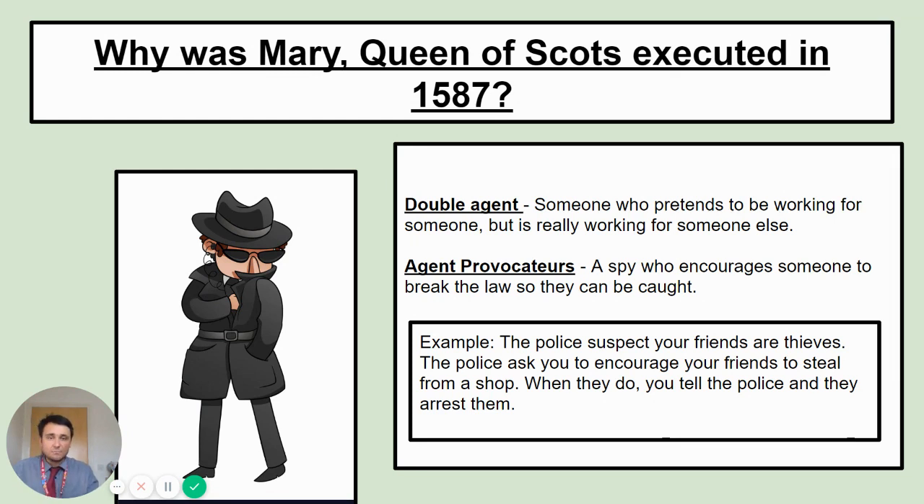Well, here we've got agent provocateurs as well, because these were people pretending to be Catholics, encouraging Babington to come up with a plot to see what he would do. And Babington falls for this straight away. He comes up with this plot to free Mary, Queen of Scots. And all the time, the spies are watching.